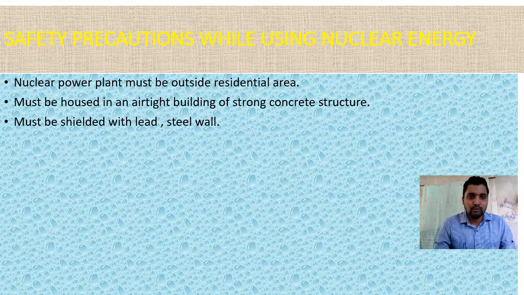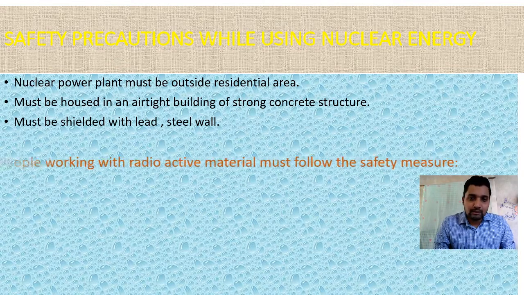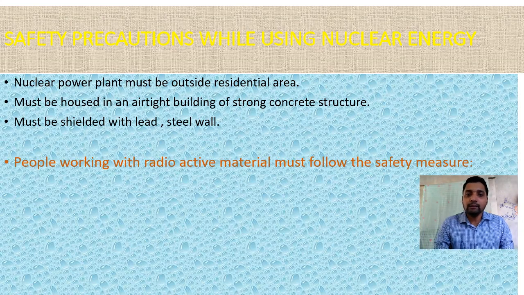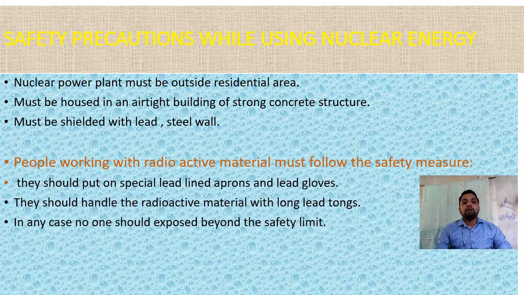It can cause destruction. So for people who are working in nuclear power plants, what safety measures do they have to take? People who are working with radioactive material or in nuclear power plants have to follow certain safety measures. First, they should wear a special lead-lined apron and lead gloves. Means gloves they have to use, a full apron with a helmet, so that they will not be exposed to this radiation. They should handle the radioactive material with long lead tongs. Tongs means like this. From a distance, they have to handle this radioactive substance. They should not touch it, otherwise it will have a harmful effect.